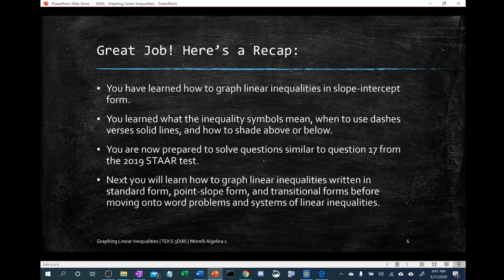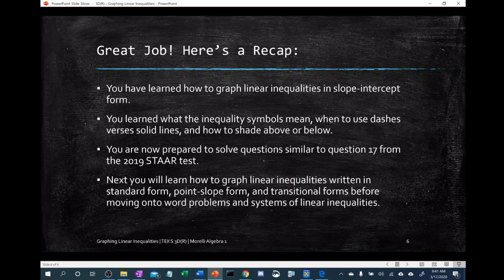We've learned what the inequality symbols mean, when to use dashes versus solid lines, and how to shade above or below. We are now prepared to solve questions similar to the one we just did, question 17 from the 2019 STAAR test. Once we practice this skill a little bit and master it, we will learn how to graph linear inequalities that are not written in slope-intercept form.